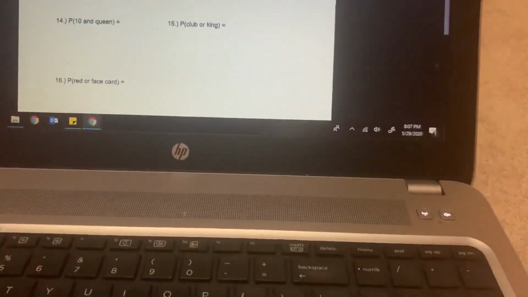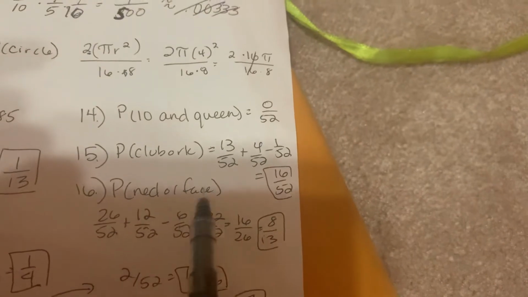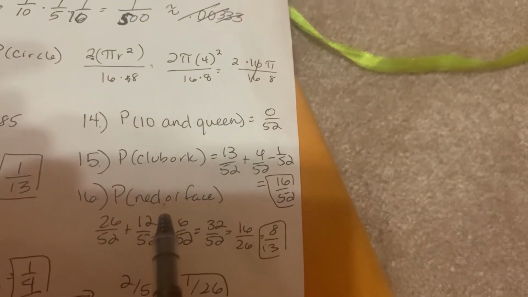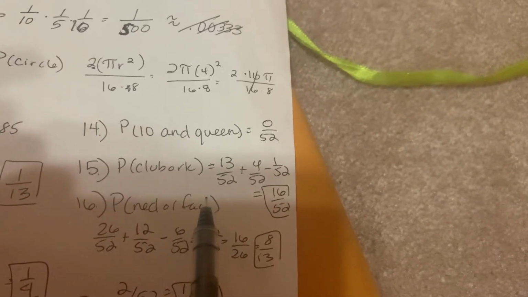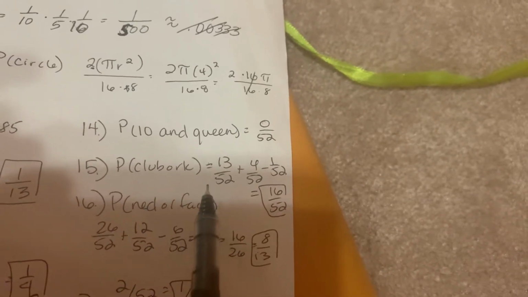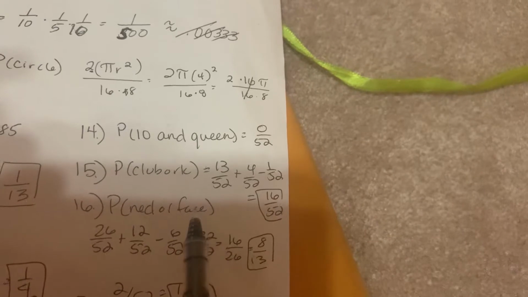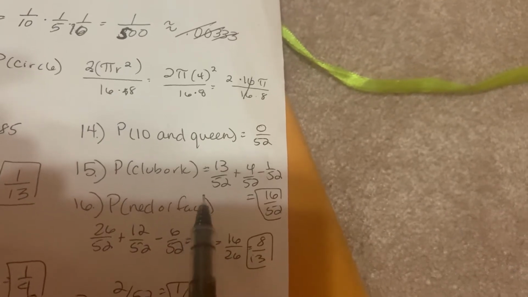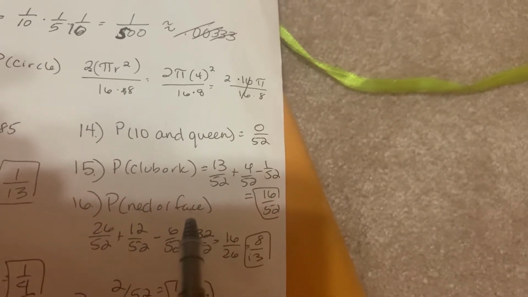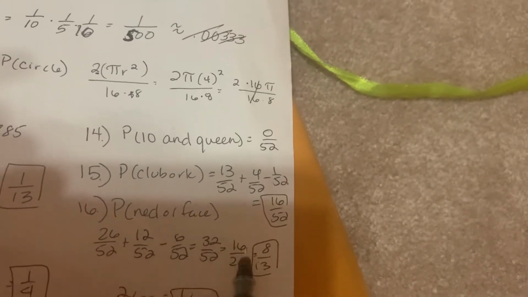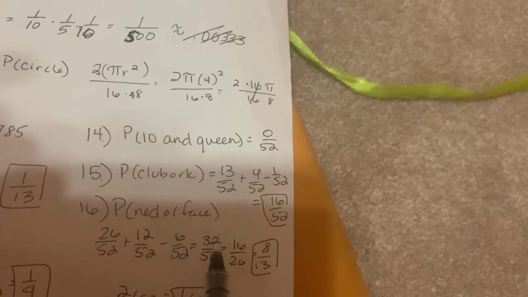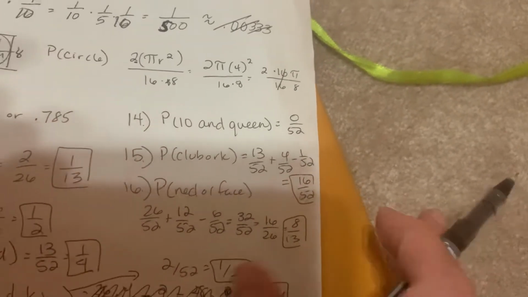And then 16, how many cards are red or a face card? Well, we know there's 26 red cards. We know there's 12 face cards. How many red cards are face cards, meaning king, queen, and jack? Well, there's a king of hearts, queen of hearts, jack of hearts, and a jack of diamonds, queen of diamonds, king of diamonds. So that's 6 cards that were counted twice. So you remove it and you get 32, then reduces to 8 out of 13.